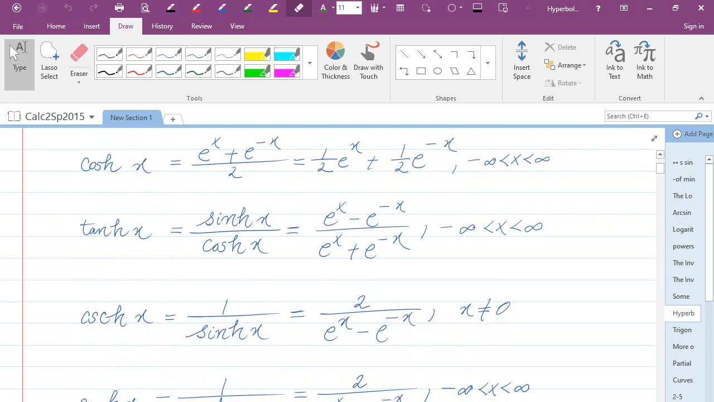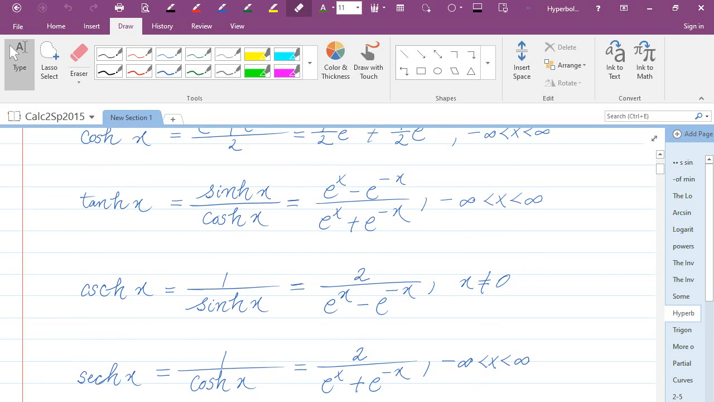The next hyperbolic function is the hyperbolic tangent of x, which is the hyperbolic sine of x over the hyperbolic cosine of x, which is equal to e to the x minus e to the minus x divided by e to the x plus e to the minus x. Again, the domain is the set of all real numbers. Notice that we have a denominator here, but the denominator is never vanishing, because this denominator is always positive.